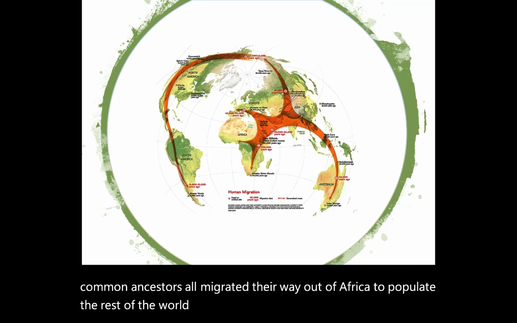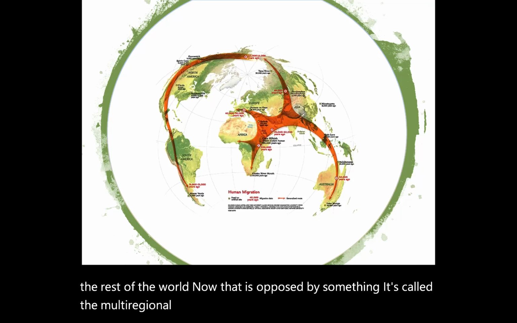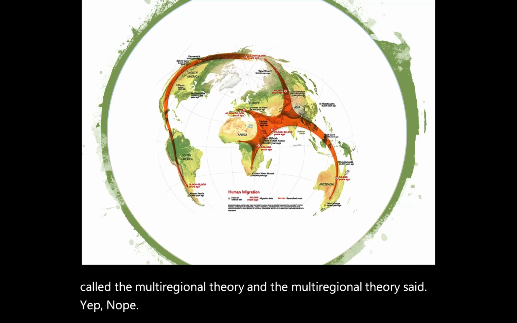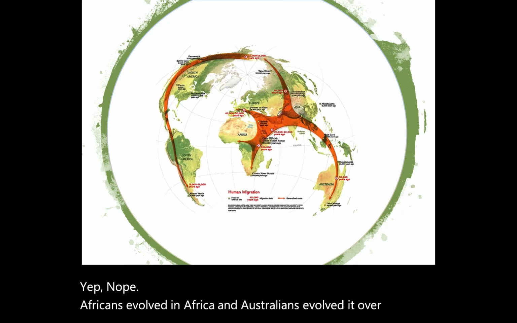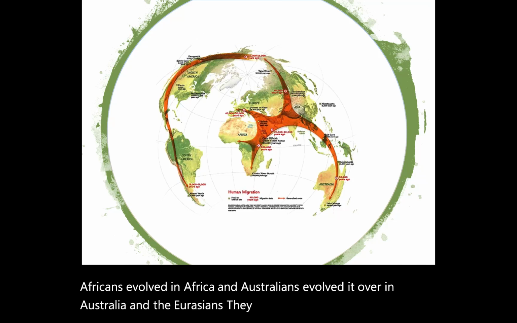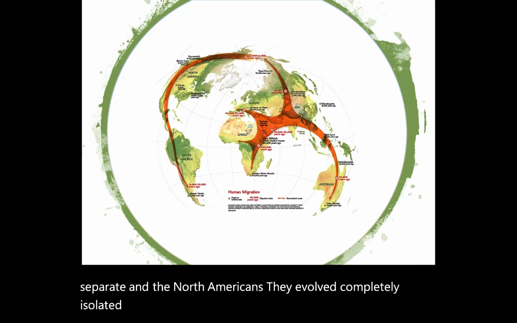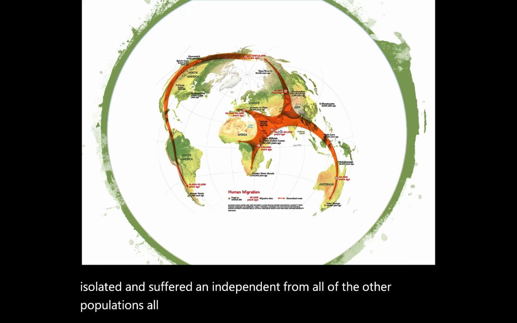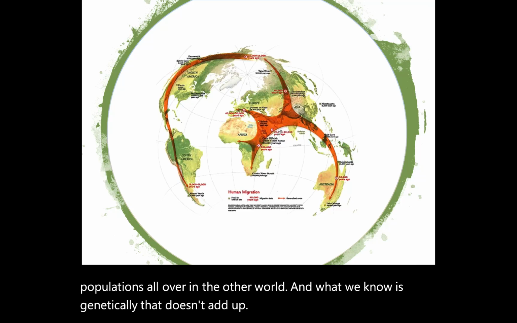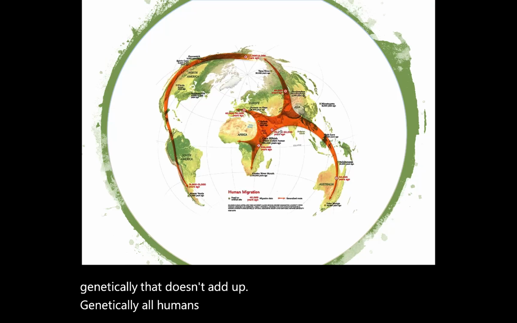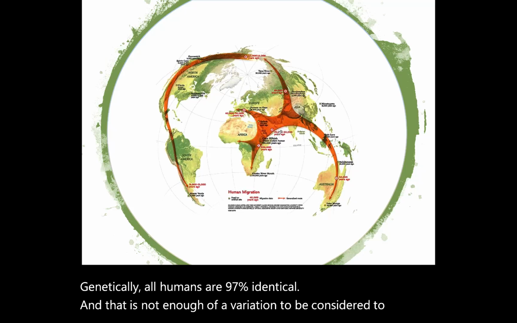Now, that is opposed by something called the multi-regional theory. The multi-regional theory said, nope, Africans evolved in Africa and Australians evolved over in Australia, and the Eurasians evolved over here totally separate, and the North Americans evolved completely isolated and independent from all of the other populations in the rest of the world. And what we know is genetically that doesn't add up. Genetically, all humans are 97% identical. And that is not enough of a variation to be considered to have different races biologically.